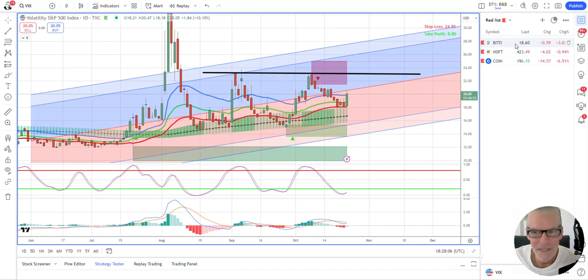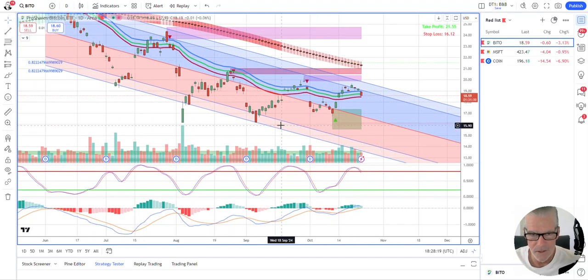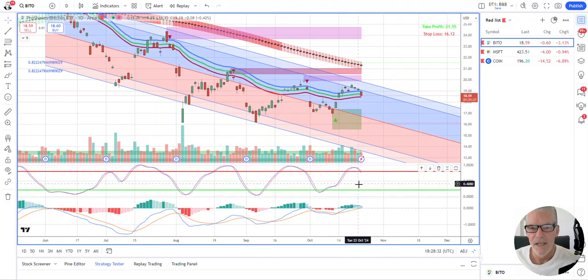All right, I only got three. I went through indexes, I went through mags, and I went through high beta, and these are the only three bearish setups that I could find. Bitcoin is a clear bearish setup, right? You've got the market bias in red. You've got the LRC downtrending. You've got the overbought stochastics that have flipped to the downside and have fallen through the 80 line. So that's a bearish signal.